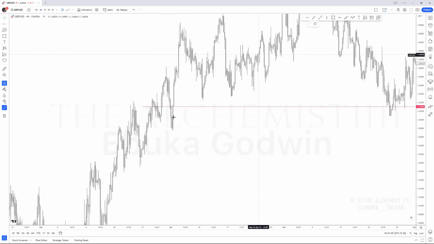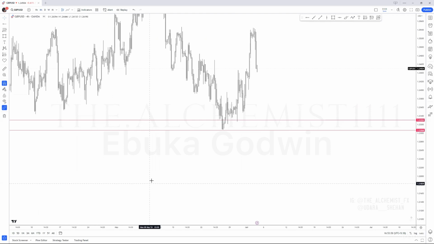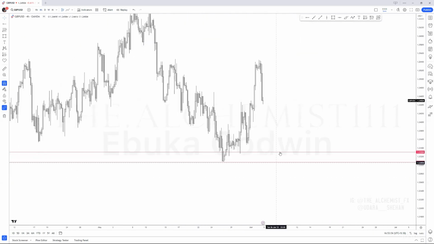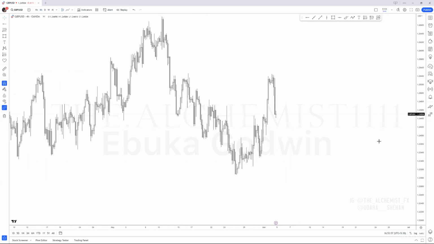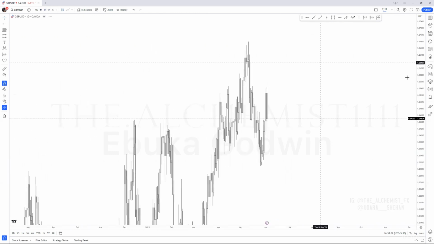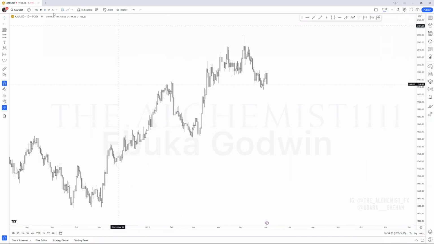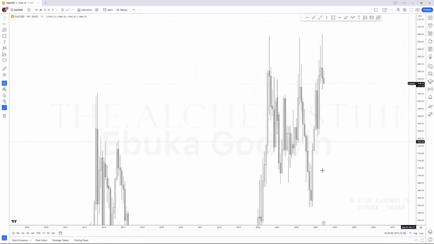We have one zone here. I think that is too far away. Yeah, it came almost into there, but I'll show you. So you see this, right? It works anywhere. All you have to do is practice. Practice is what it takes. Even from the monthly time frame, you can see the precision.